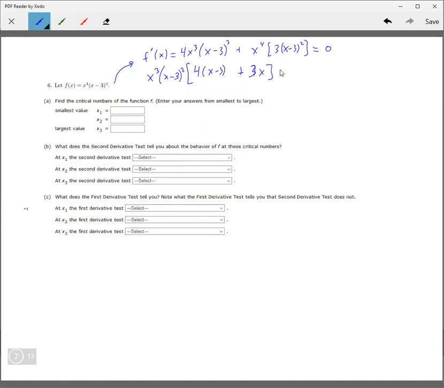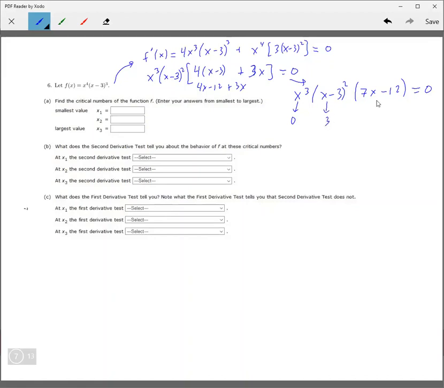Okay? And then this is 4x minus 12 is all that. And so then I end up with x cubed times x minus 3 squared times 7x minus 12. And this gives me 0.